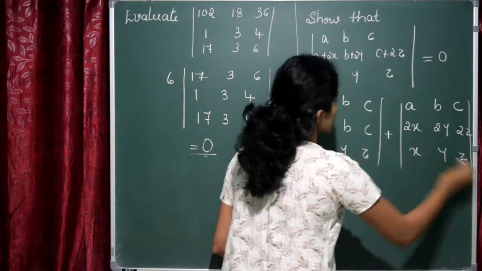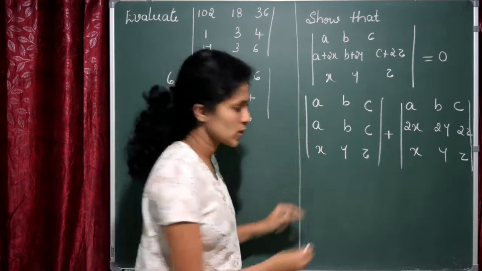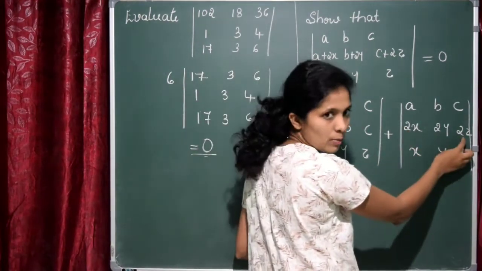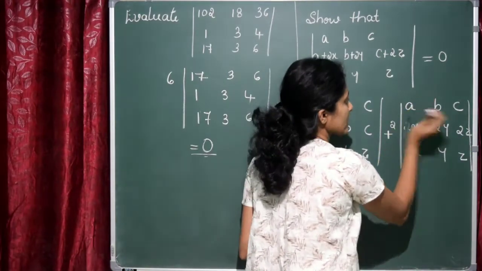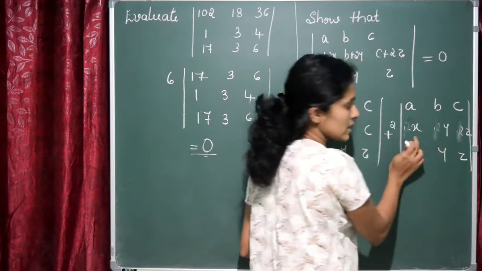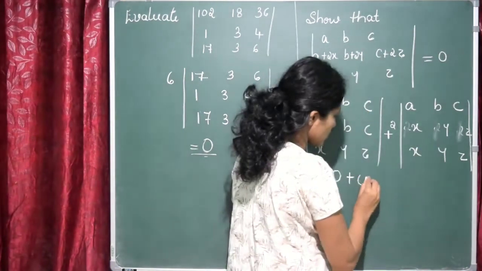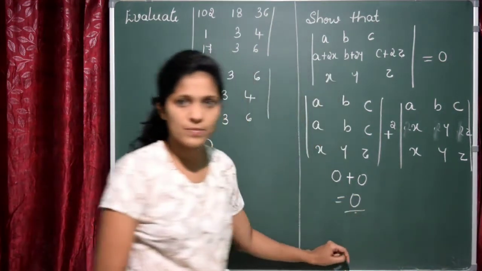Is it clear? Now here also the first row and the second row are the same, so the determinant will be equal to 0. Here, in the second determinant, you can take 2 common, 2 is constant, right? If I take 2 common, this is x, this is y and this is z. Here also you can see x, y, z, and here x, y, z. So this is also equal to 0. So we proved this is equal to 0. I hope you understood this one.